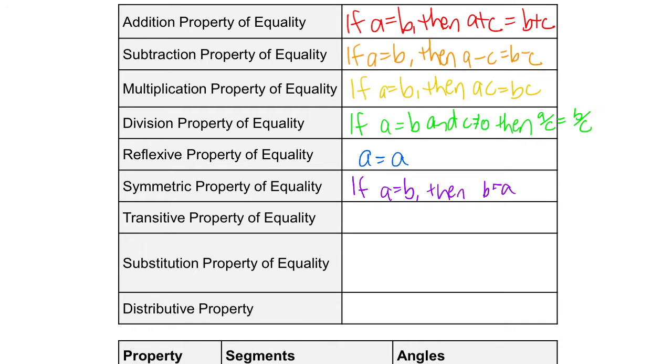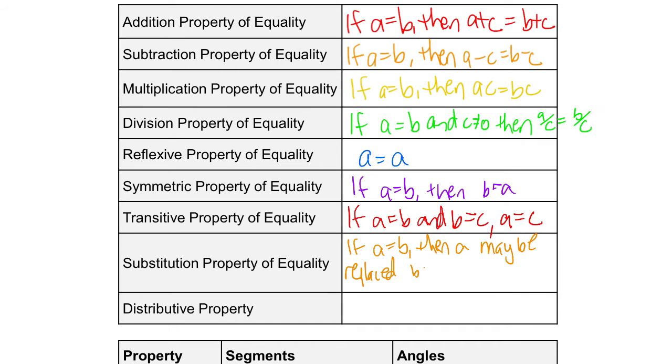The transitive property of equality says if A equals B and B equals C, then A equals C. If A and B are the same and B and C are the same, then that means that A and C are the same. Substitution property of equality says if A equals B, then A may be replaced by B in any equation or expression.